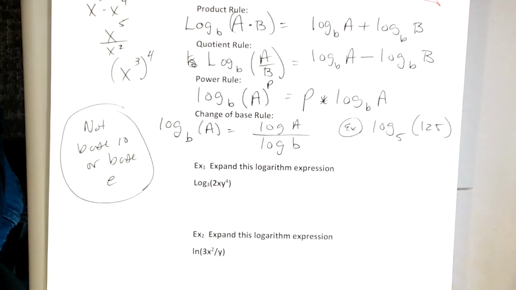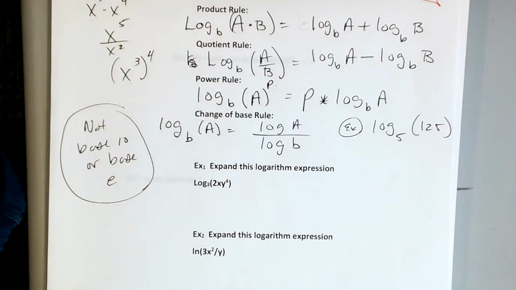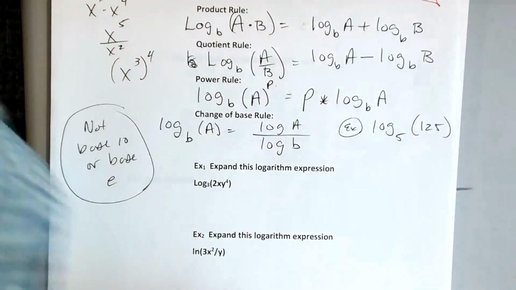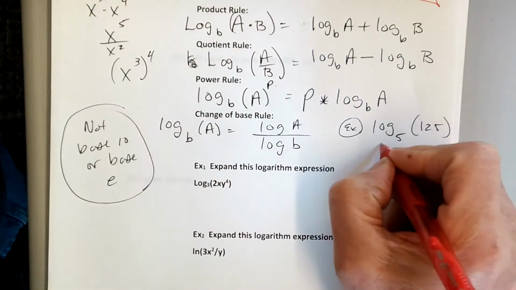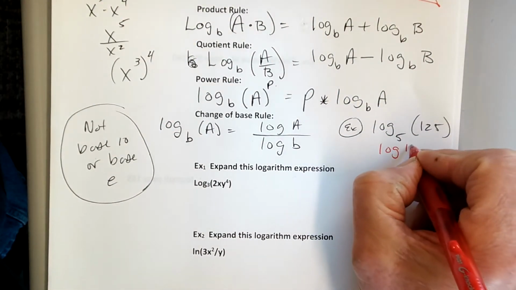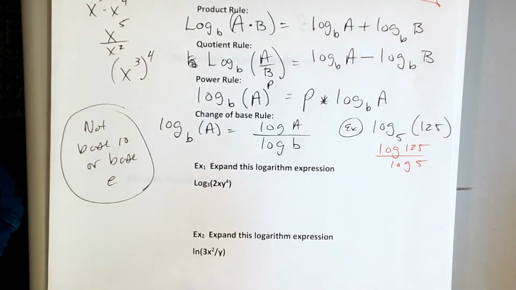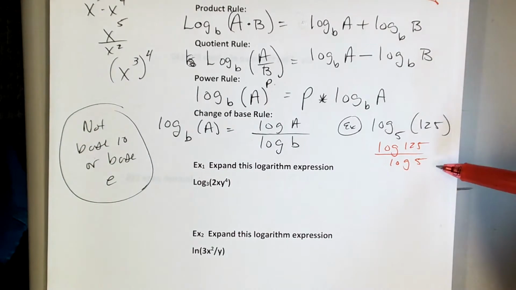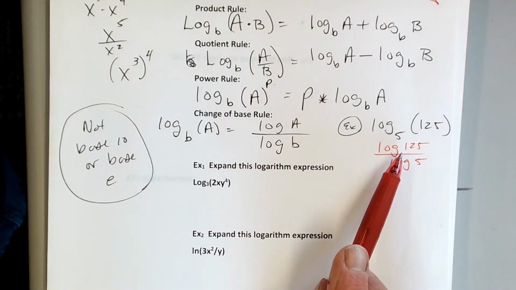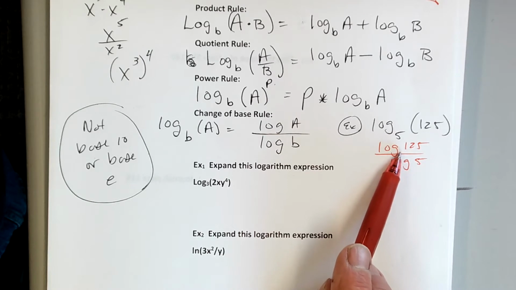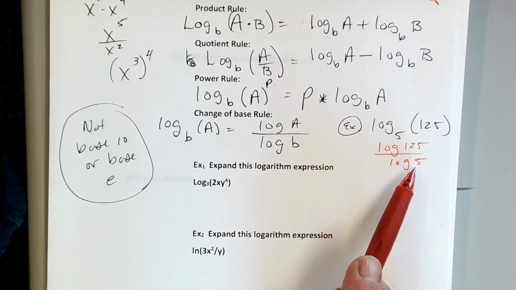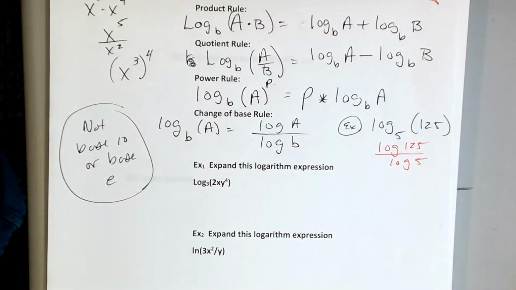But if you don't have a fancy calculator, you can just rewrite this as log of 125 over log 5. When I write this, we'll get the same answer. When I write this, what's my invisible base? I didn't write a base. Base 10, right? So you can use an ordinary calculator to do this.